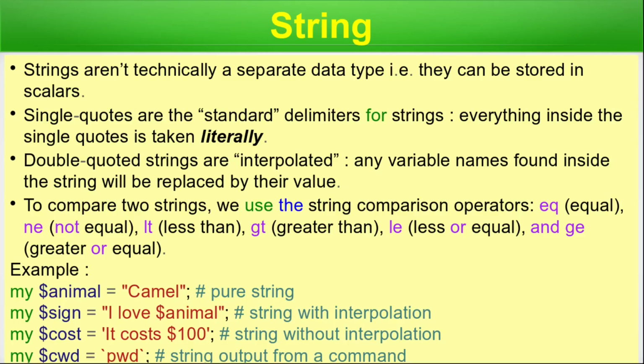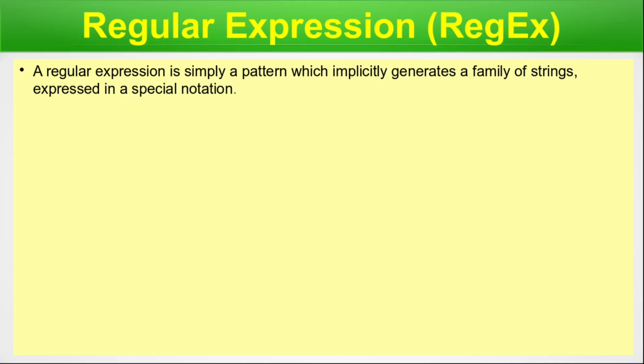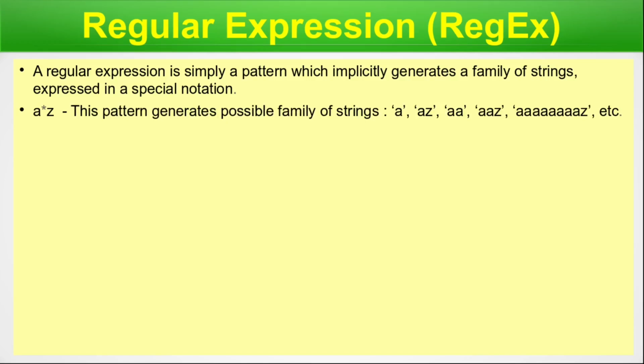And let us start with regex now. A regular expression is simply a pattern which implicitly generates a family of strings, expressed in a special notation. So guys, before going to the next point, I would like to mention that in the bash series I have explained this regular expression in much detail, and SED has come well before PERL, and there are two kinds of engines. So you can go ahead and see that episode of SED on this channel if you want to explore in detail. But in this episode I am covering the necessary things, so don't worry, keep watching till the end. A star Z, this pattern generates a possible family of strings, meaning Z, AZ, AAZ, and so on. So this is called a regular expression.